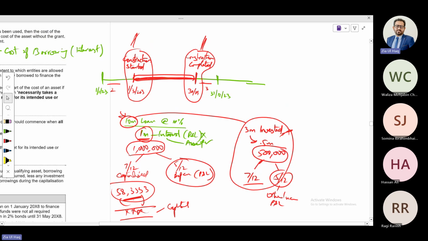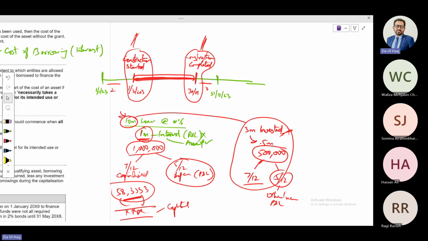If we have taken any loan and that loan is used in construction of the asset, so the interest amount relating to that construction period of the asset should be capitalized, should not be expensed out, should be capitalized in asset cost. And the interest amount other than the asset construction period should be expensed out in the profit and loss account.